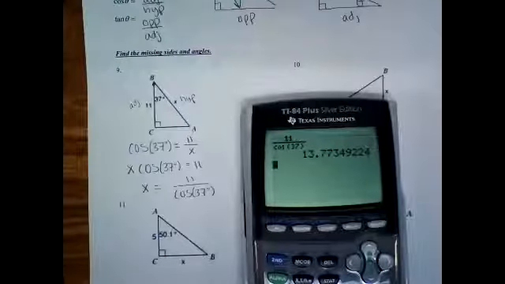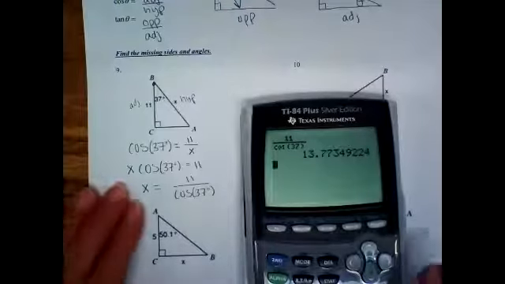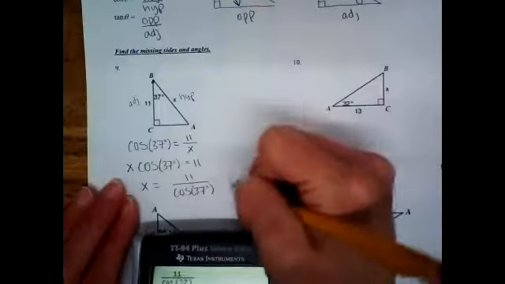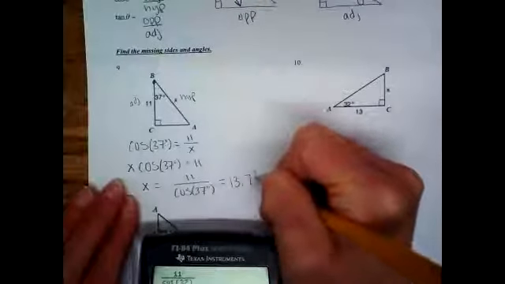Okay. Again, I want 3 decimal points. I don't know what Delta Math is going to say. They probably say the 10th. That would be 1 decimal place. I want 3. Okay. So X is 13.773.